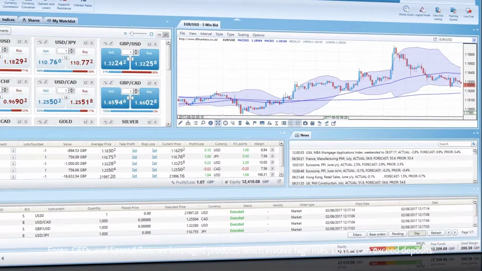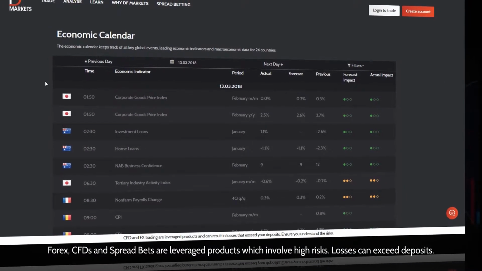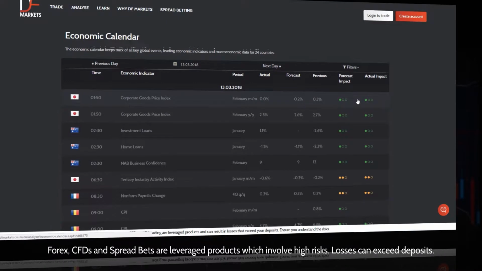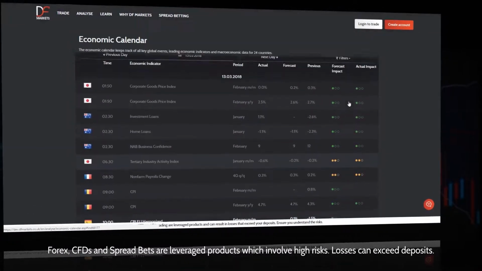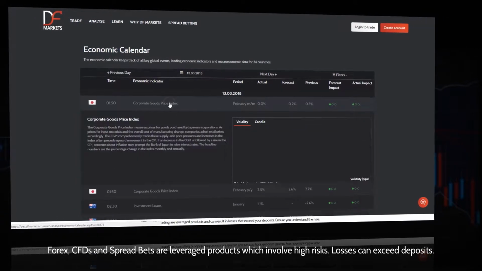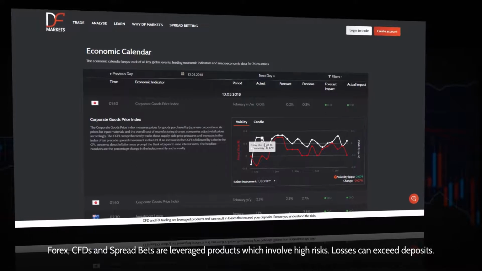Clicking on any of the icons opens the corresponding page on our website, where you can find the information you need to analyze the markets and decide on your trades. In the economic calendar, you can find a schedule of key global economic events occurring within the next 5 days.